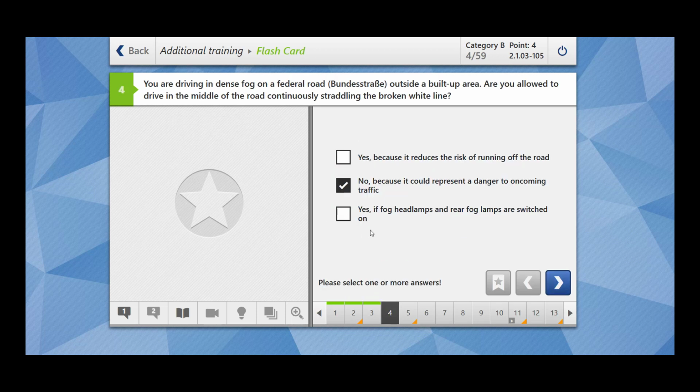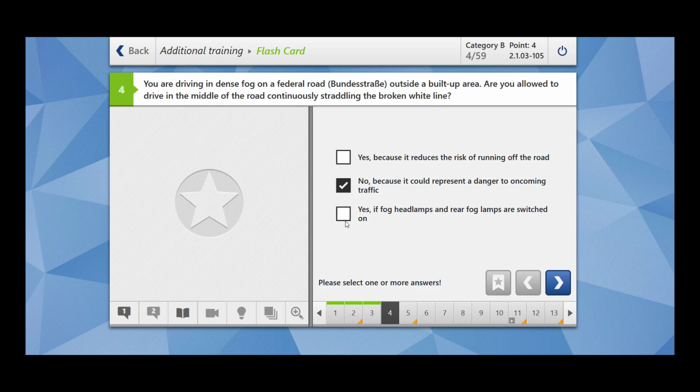You are driving in dense fog on a federal road, Bundesstraße, outside a built-up area. Are you allowed to drive in the middle of the road continuously, straddling the broken white line? Actually, you should not drive in the center of the road, because it could cause danger to the oncoming traffic. Yes, because it reduces the risk of running off the road? No. No, because it could represent a danger to oncoming traffic.